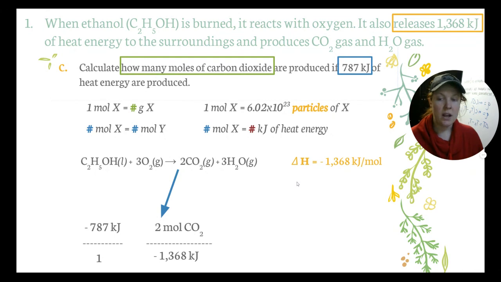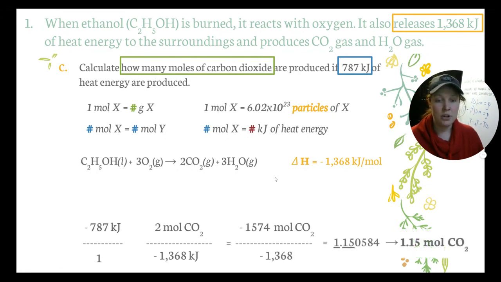Okay, so now I know that I've set this up correctly because kilojoules on top cancels with kilojoules on the bottom, and if I don't do anything else, I'm going to be left with moles of carbon dioxide, which is what this question is asking me for. So multiply your numerators together, multiply your denominators together, go ahead and divide the top and bottom, and you should end up with 1.150584. We only need 3 sig figs, so that's rounded to 1.15 moles of CO2.